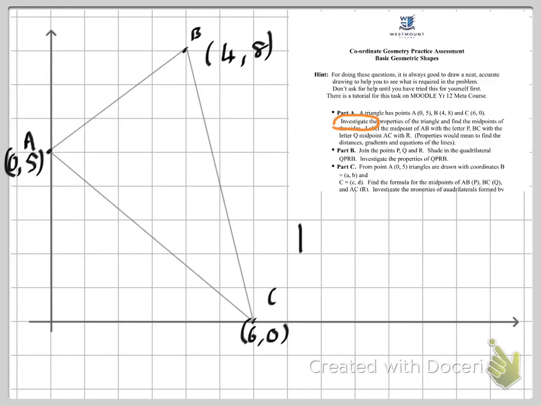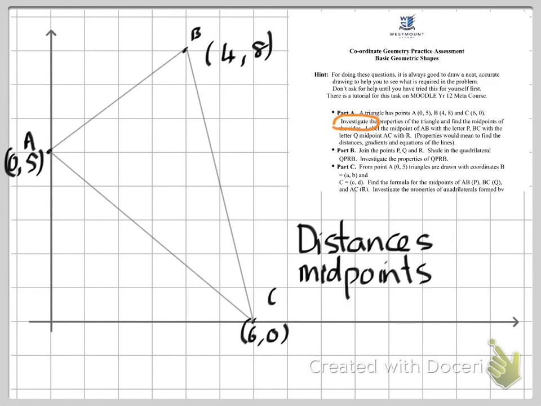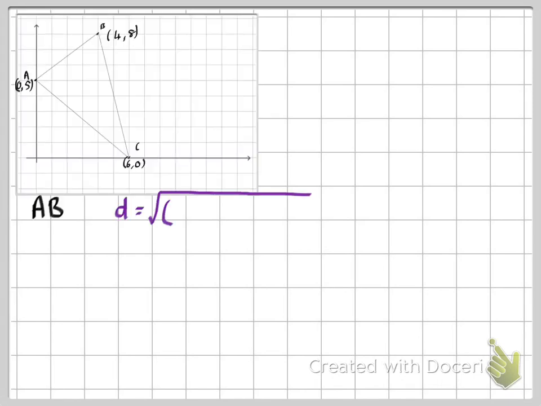So to investigate the properties, we look at the distances between the points, we look at the midpoints, we look at the gradients, and we'll find the equations of the lines. Those will be the properties of the triangle. So here we go. The distance formula, you should be familiar with that. The length of x and the length of y, you square them. This is Pythagoras' theorem, and you find the square root.